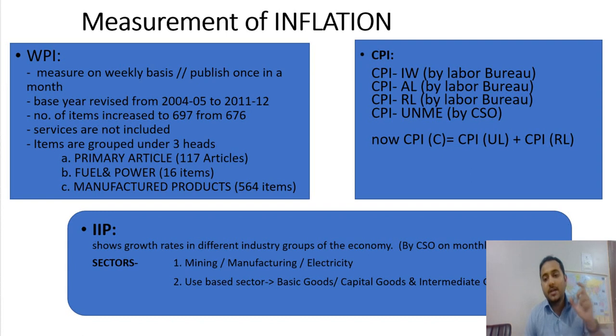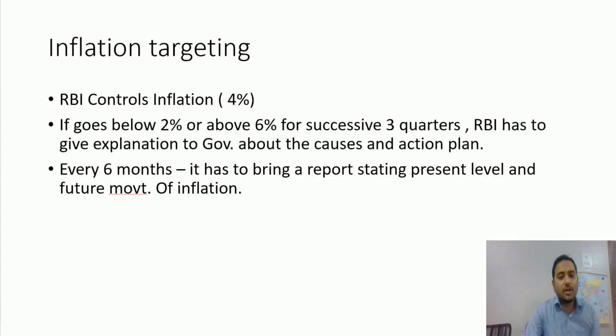Now, we have CPI, Consumer Price Index, combined. That is for urban labor and for rural labor added. We have this combined urban and rural labor system. It is the present system. Now IIP, Index of Industrial Production, we simply take various sectors here and we will measure the growth rates like mining, manufacturing, electricity, and in the second group we have use-based sectors, that is basic goods, capital goods, and intermediate goods. Okay, these are the three methods to measure inflation. Now what is inflation targeting?